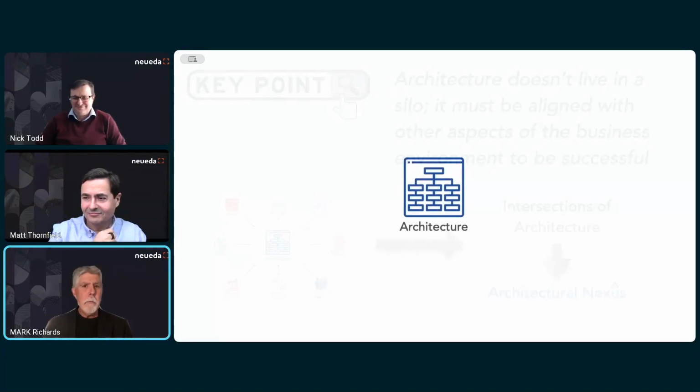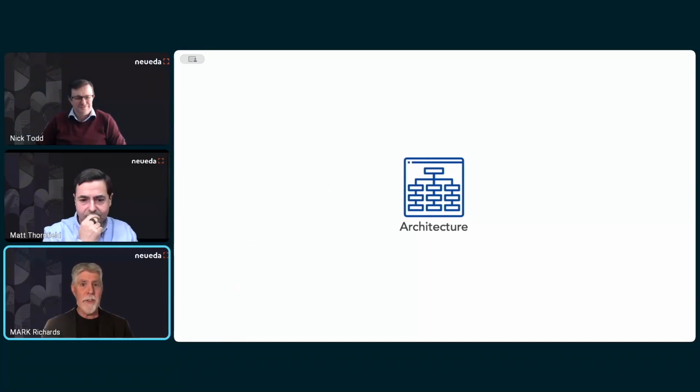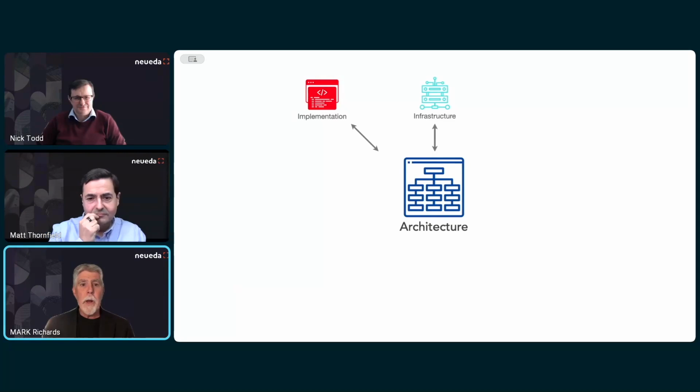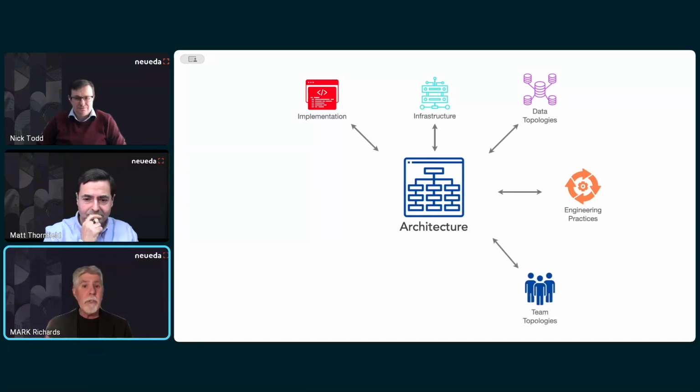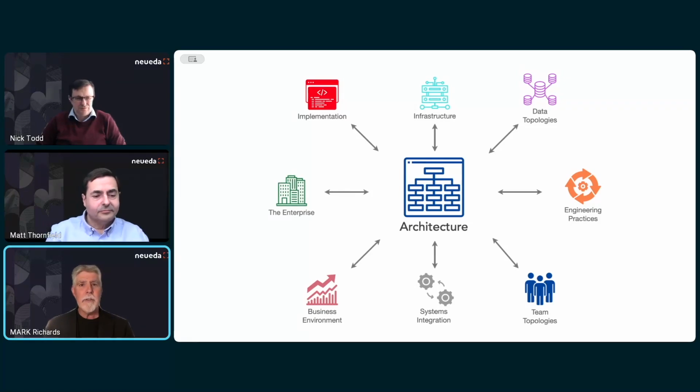And as a matter of fact, in order for architecture to work, and this points to one of the key challenges businesses face, architecture must be aligned with implementation, but also infrastructure. It has to be aligned with data topologies, engineering practices of how we develop software. Also, team topologies, which impact architecture, and architecture can impact the success and effectiveness of those team topologies. Systems integration, the overall business environment, and also the enterprise. Architecture has to be aligned with all of these in order to work.